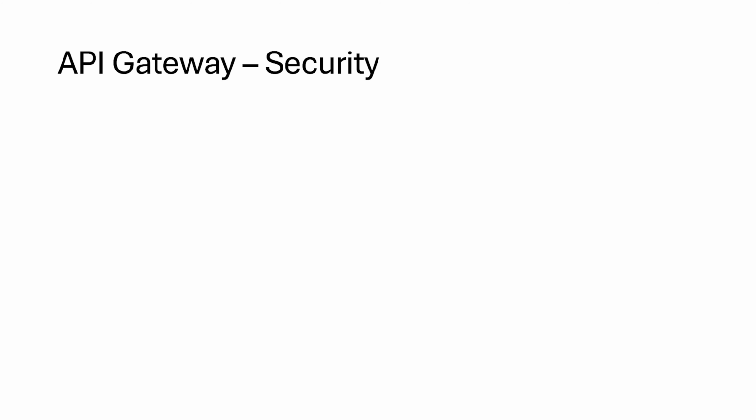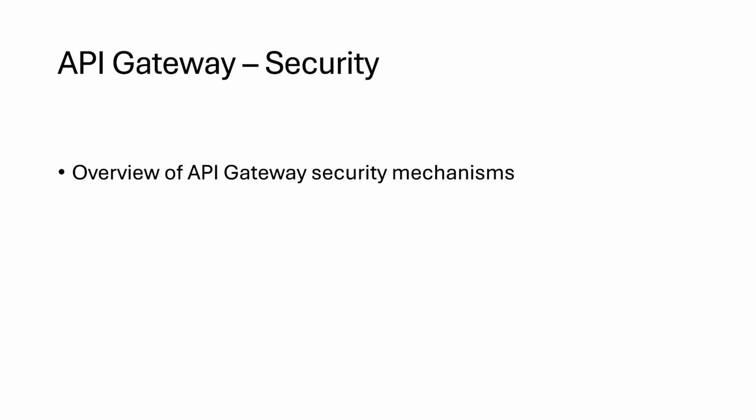Aditya here. Today we are diving into an incredibly important topic, that is API gateway security. So the first thing we will see is an overview of API gateway security mechanisms in this session. Securing your APIs is crucial, and AWS API Gateway provides several powerful tools to help you to do that.